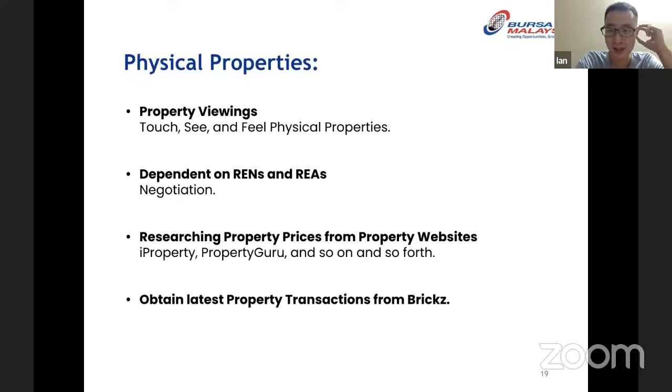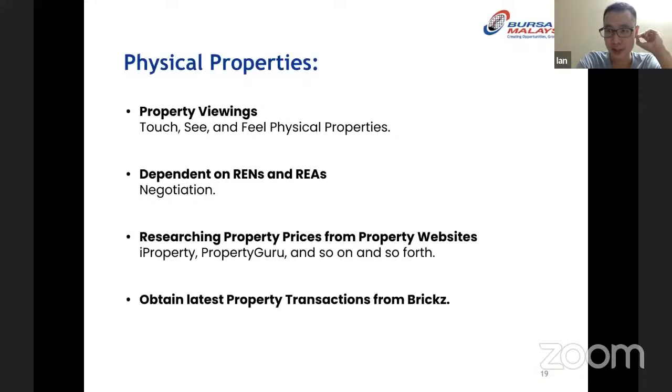And last but not least, here is the thing that I would do as a property investor. In order to get a rough gauge of the market or the latest property transaction prices, I tend to go to Brickz and find out the price.